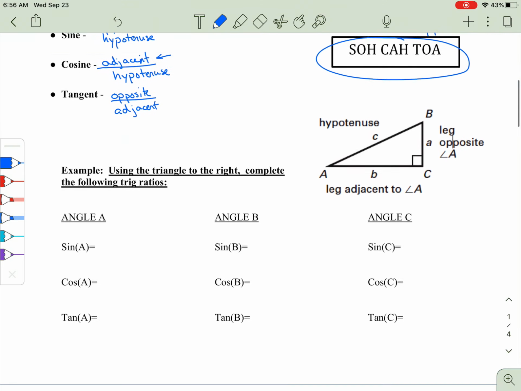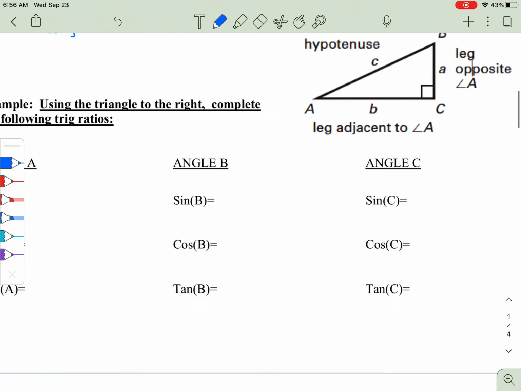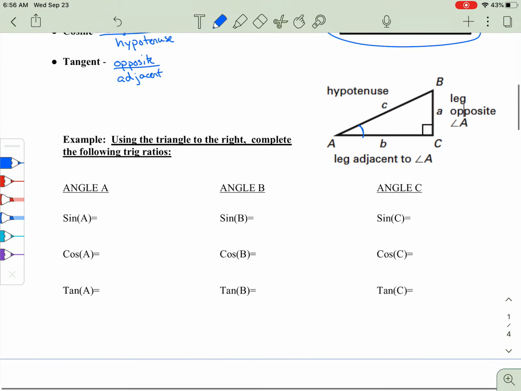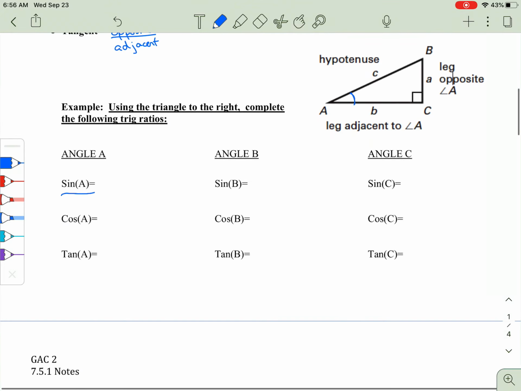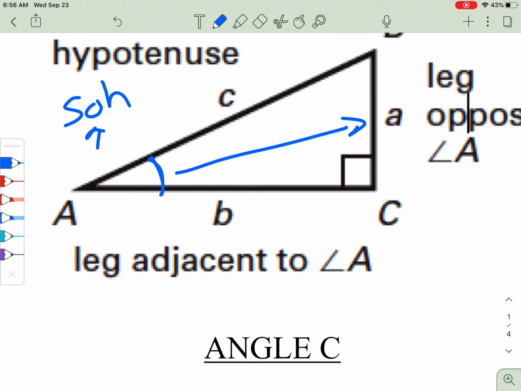All right, so what we're going to do is go through some examples. It says, using the triangle to the right, complete the following trig ratios. So angle A, this is angle A right here. We want to know what is sine of A. So I'm going to look at A, and remember that sine is SOH, S-O-H, so it's opposite. So opposite is little a, and then hypotenuse is C.